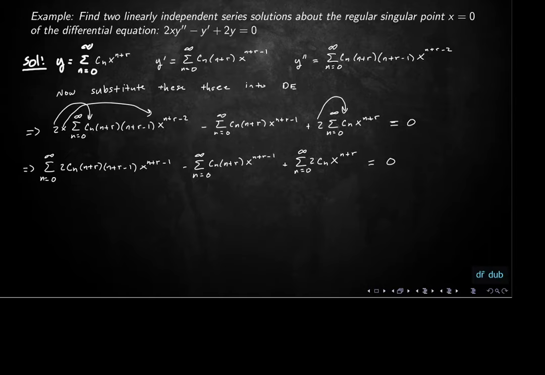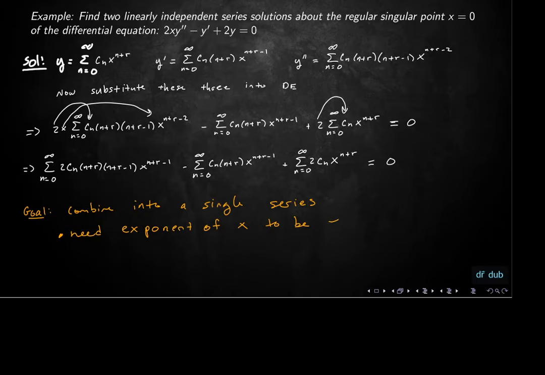Now, our goal at this point is to combine everything into a single series. To do this, we need the exponent of x to be the same, and we need the starting index of the series to be the same. All right, so that's our goal. We have to get the starting index to be the same, and we have to get the exponent to be the same.